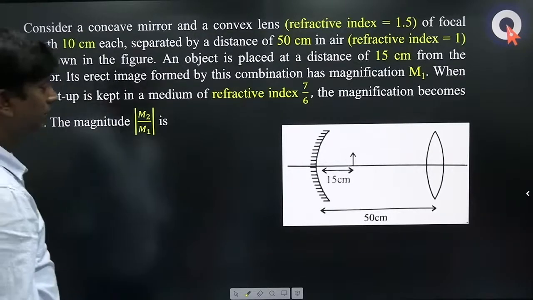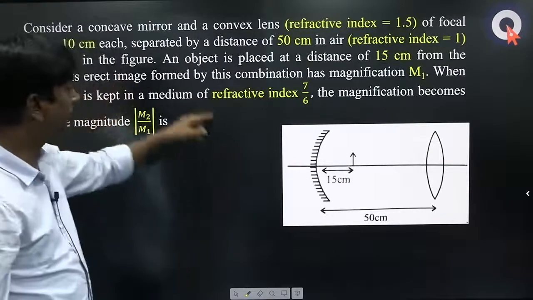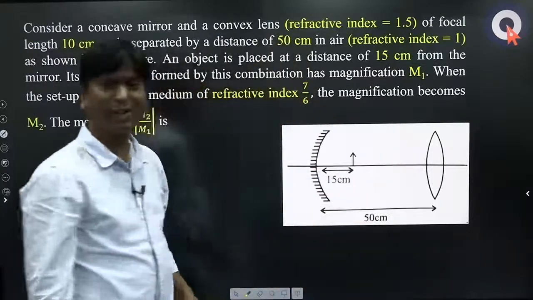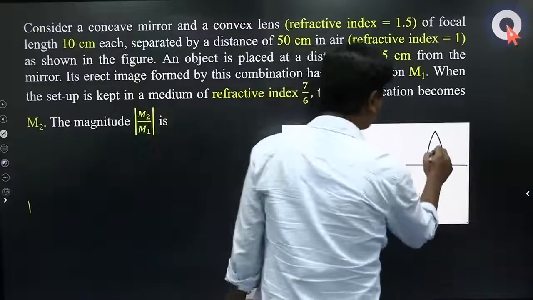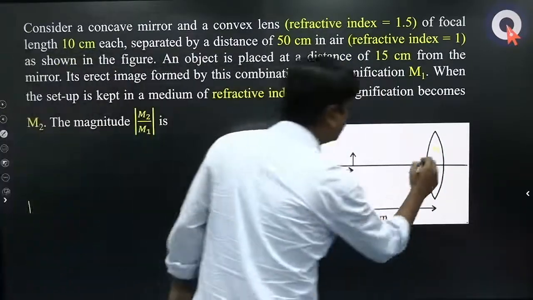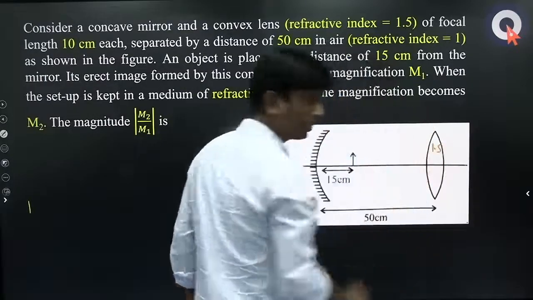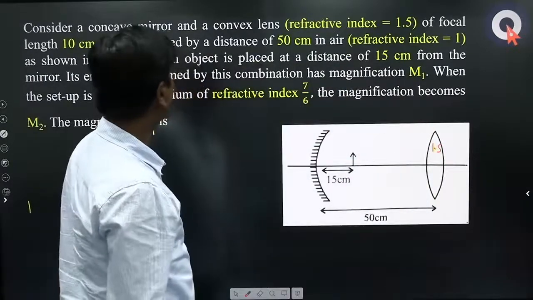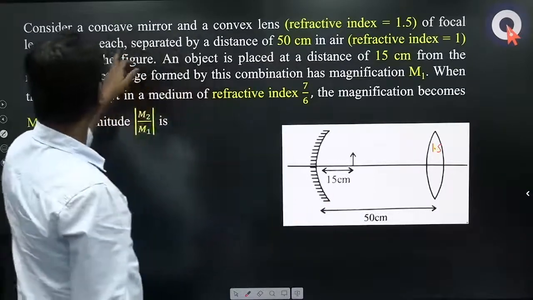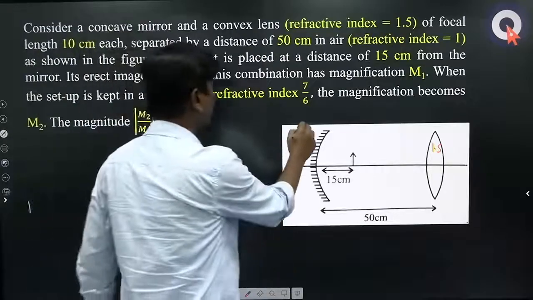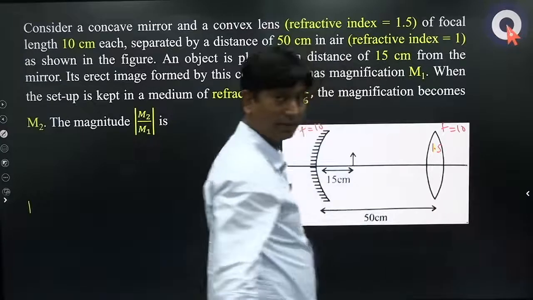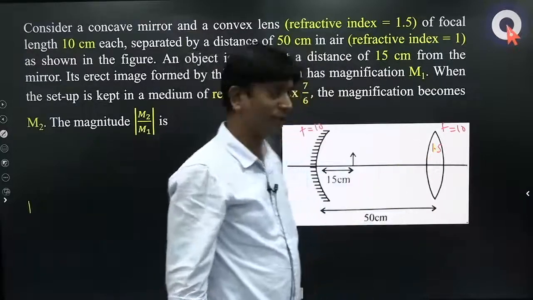Okay. So here there is a simple combination of a concave mirror and a convex lens. So this is a concave mirror, this is a convex lens. Refractive index of the convex lens is 1.5. So this refractive index is 1.5. Okay. And each are separated by a distance of 50 centimeters, right? Okay. Each focal length is 10 centimeters. This focal length is also 10. And this is kept in air, and this refractive index is 1.5.